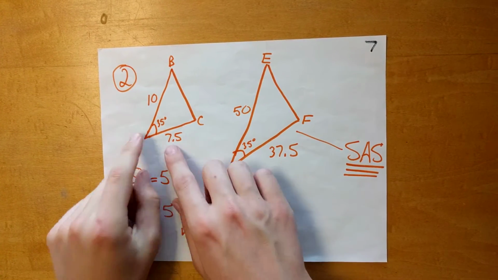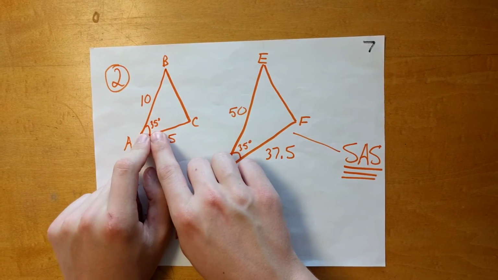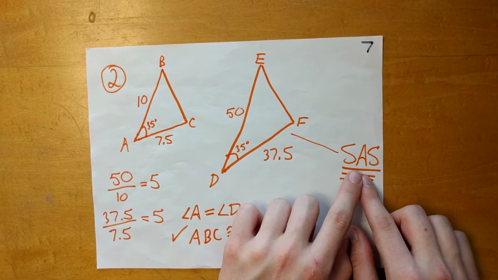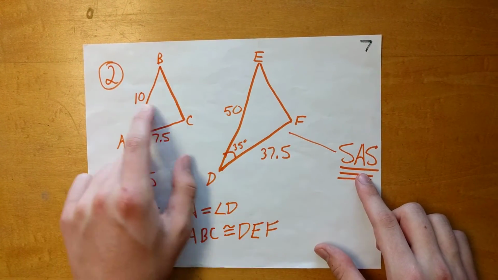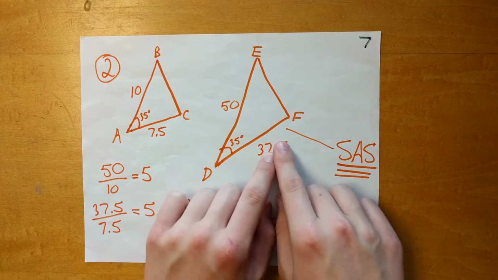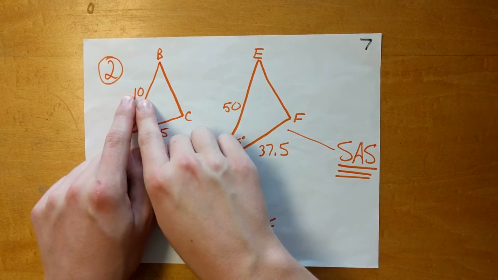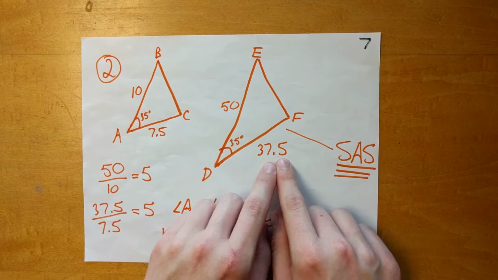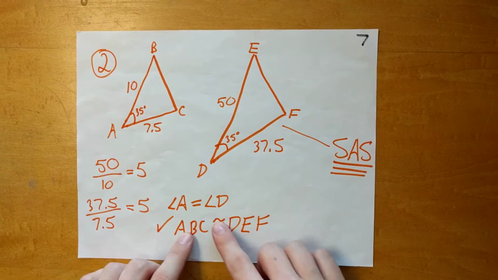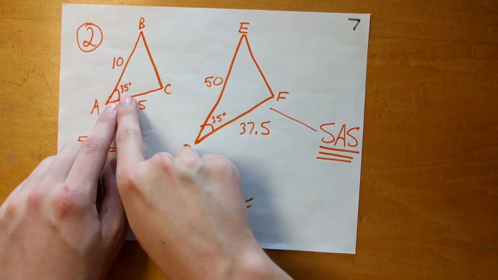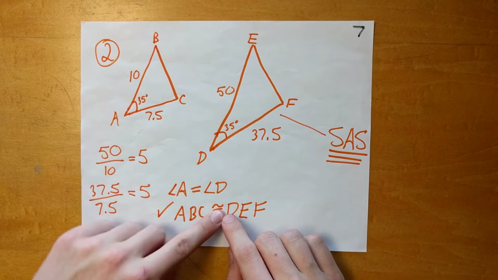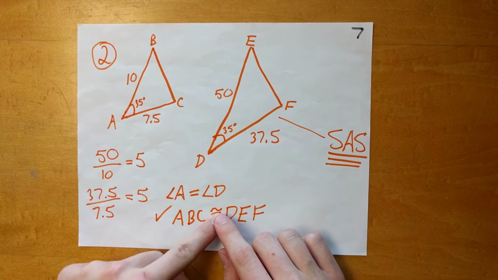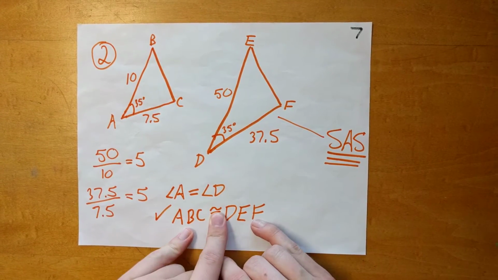In this example, we know it's going to be SAS because it gives you angle measures. So SAS. And then to figure out the corresponding sides, you're going to do each side divided by each. So 50 divided by 10 is 5. 37.5 divided by 7.5 equals 5. And then we also know that these 2 angles are corresponding because they're the exact same angles. So we know that these 2 are similar, not congruent, but they're similar, ABC to DEF.